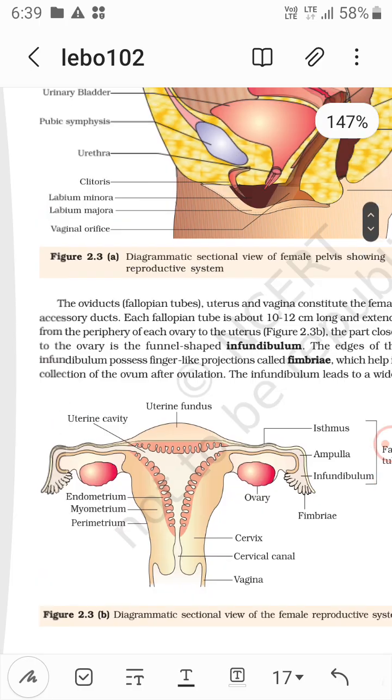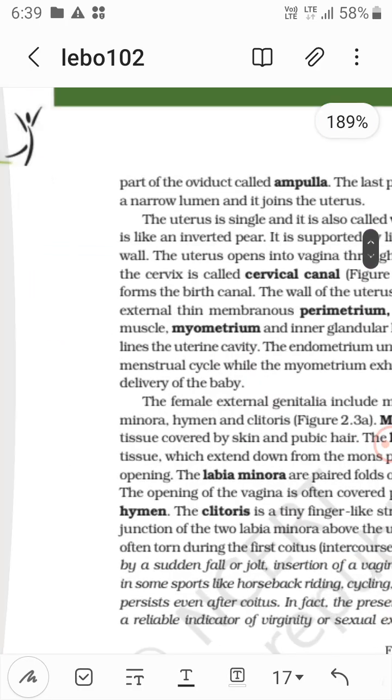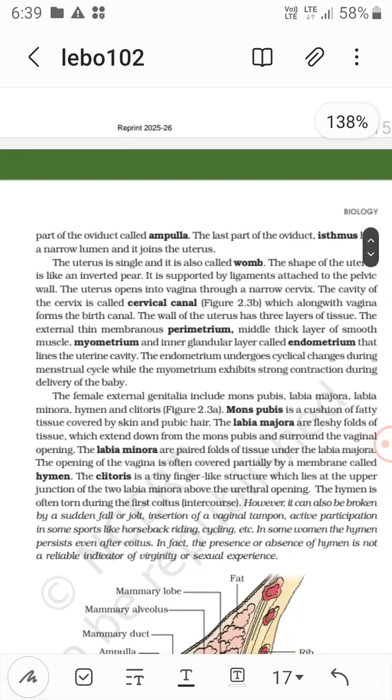As you can see, this diagram is, I mean, the whole NCERT is important. That's it, all I can say.